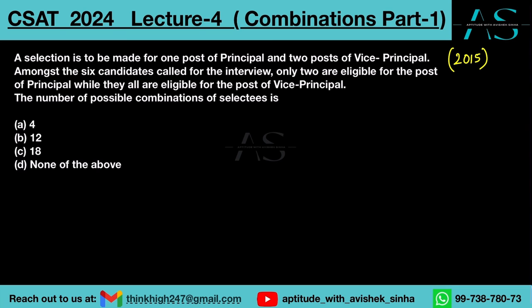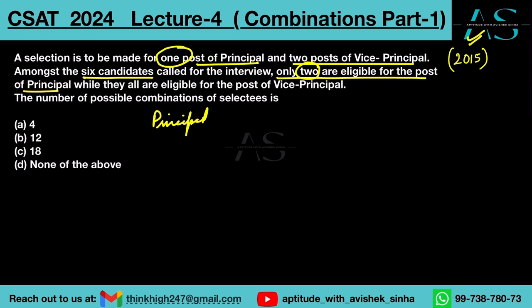A selection is to be made for 1 post of principal and 2 posts of vice principal. This has been asked in 2015. Among the 6 candidates called for the interview, only 2 are eligible for the post of principal. How many principals do you want to select? 1 from 2. So principal, and vice principal VP.